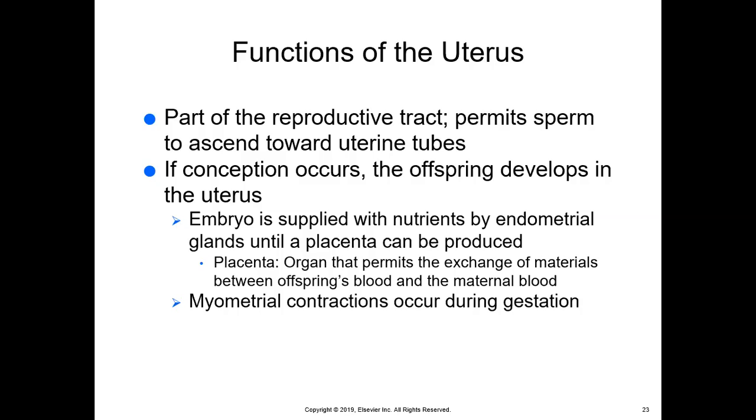So the embryo is supplied with nutrients by endometrial glands until a placenta can be produced. The placenta is an organ that permits the exchange of materials between the offspring's blood and the maternal blood. Myometrial contractions occur during delivery. So the muscle contractions of the uterus, that's what occurs when you're going to deliver.